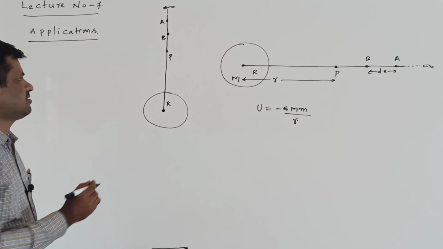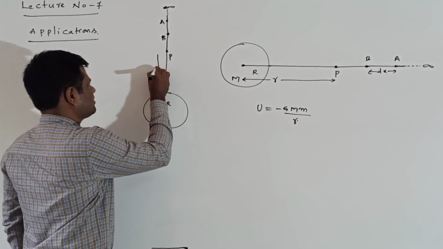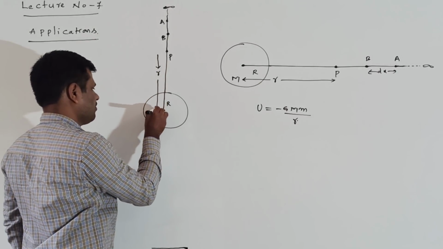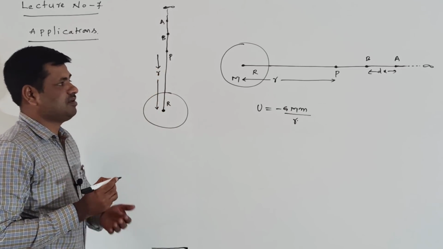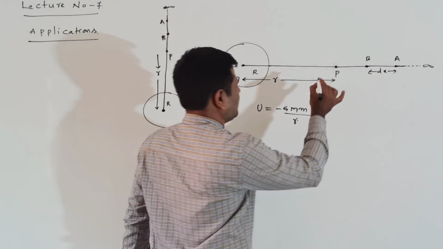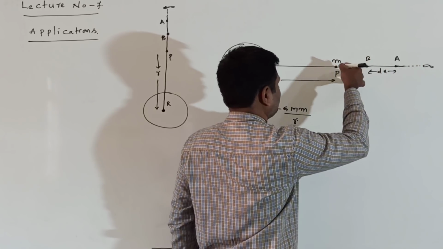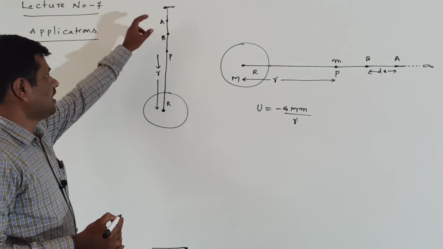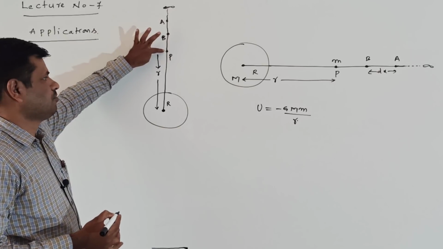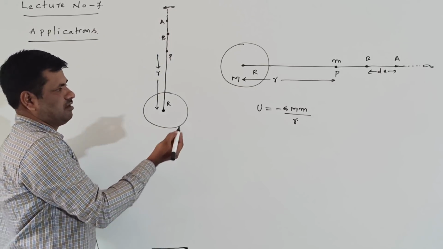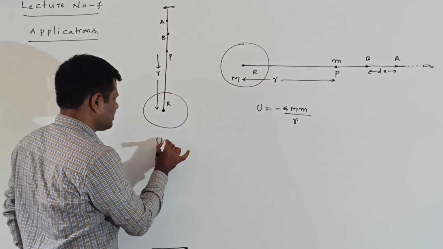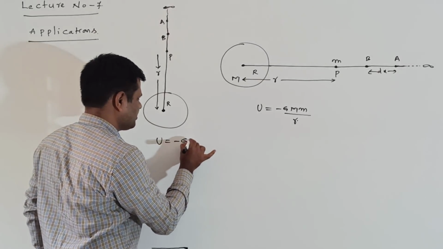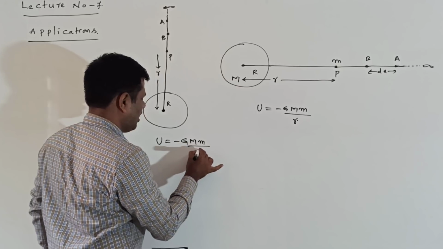This is the same diagram. Now we know this distance is R. Here the body has mass m, and that mass m is taken from infinite distance to P point. Here also it is taken from infinite distance to P point. We are just changing the diagram like this. Here the potential energy formula is the same: minus G into Mm by r.